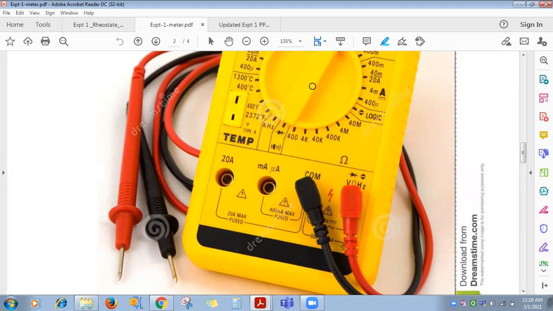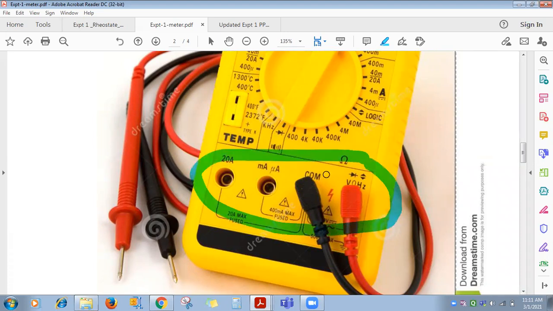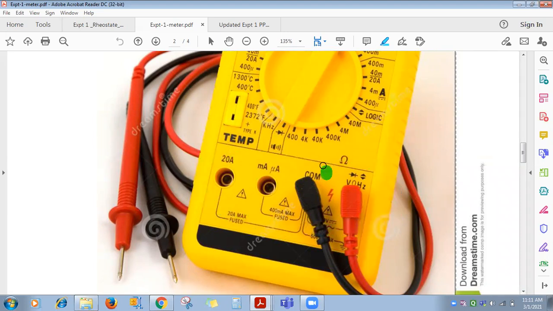Okay, so see here, how many terminals are there? 4 terminals are there. So the lower one is called what? See, this one is called common. The black probe you always have to connect to common. Now see this terminal, what is written here: volt, ohm, hertz and the diode symbol. It means whenever you want to measure voltage, resistance, frequency, test a diode, or carry out a continuity test, put the red probe in this hole, and the black one to common.